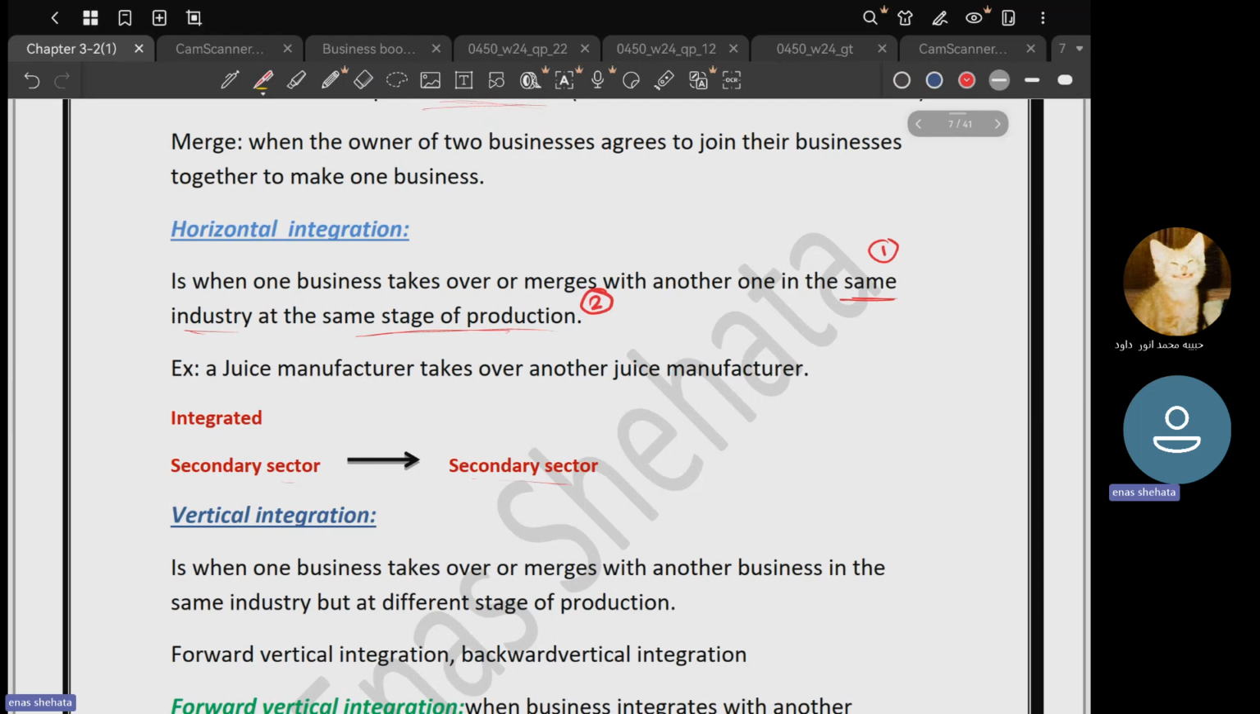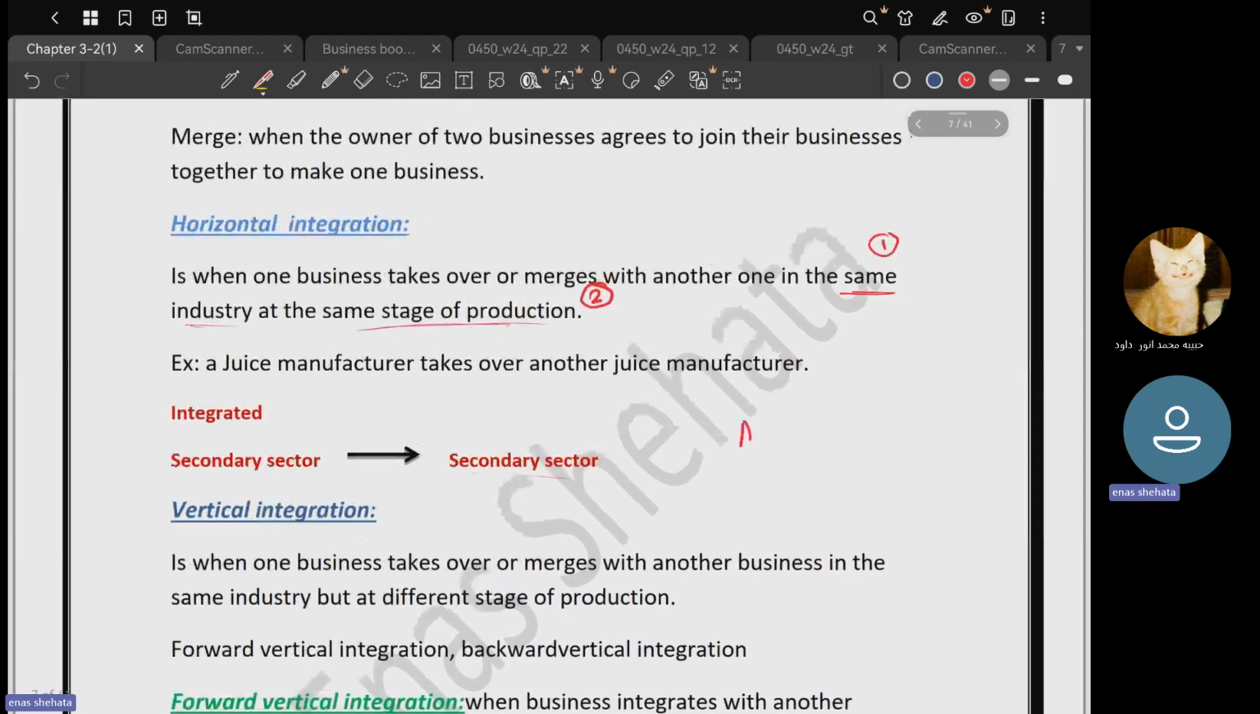Like a juice manufacturer takes over another juice manufacturer. For example, Al-Marai takes over Nada. It's both juice manufacturers, both in the same industry, both in the same stage in the secondary sector. So it's called what? Horizontal integration.